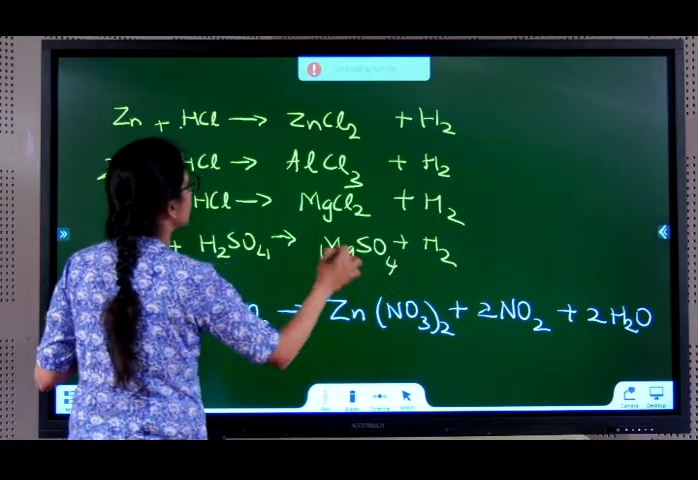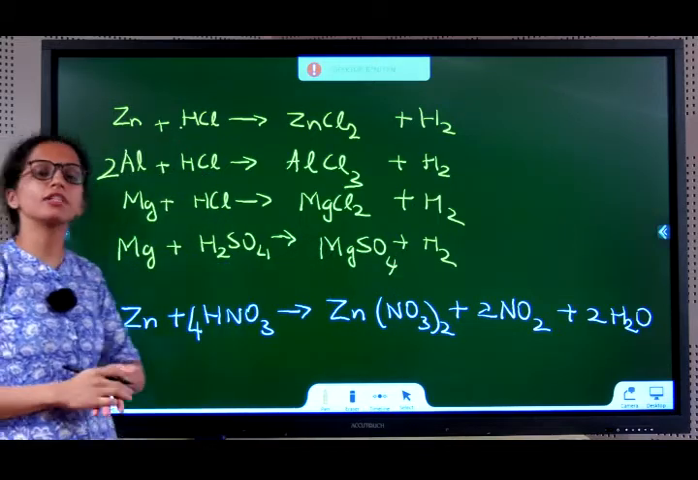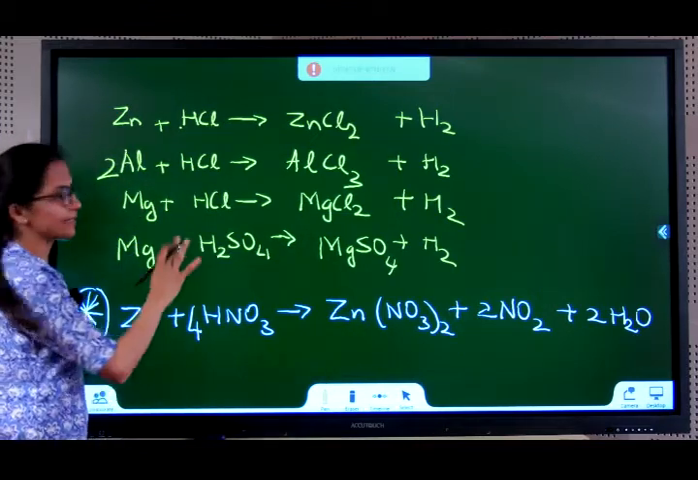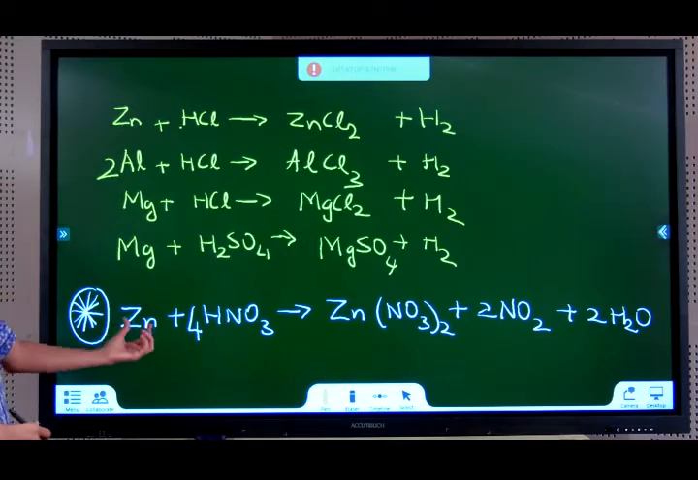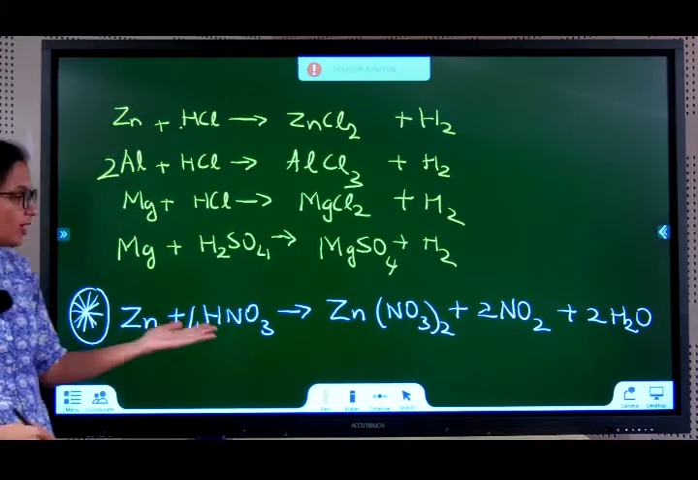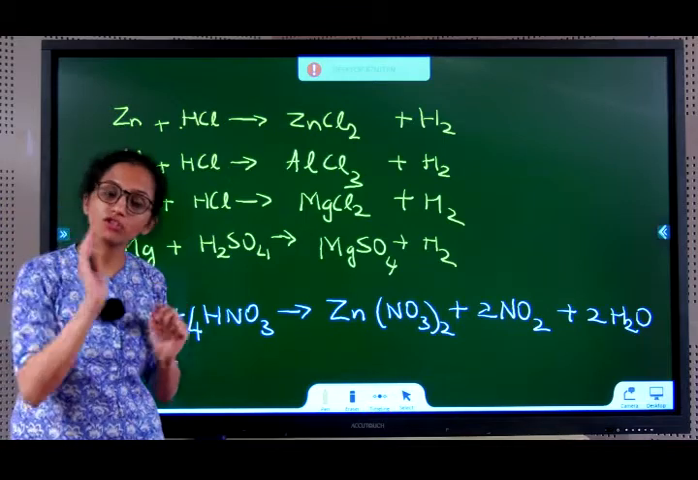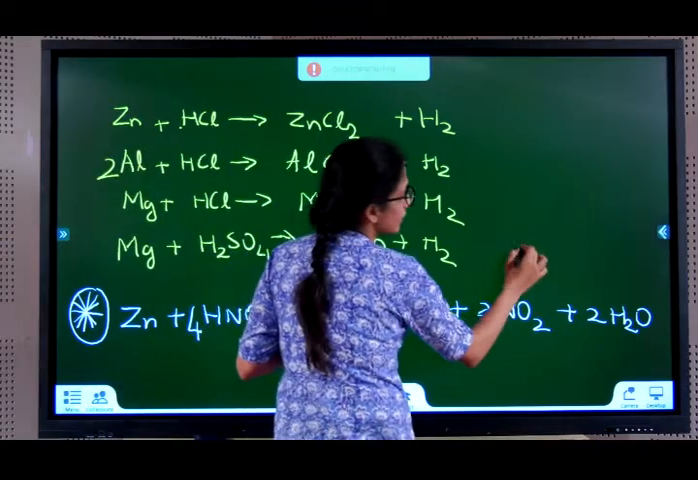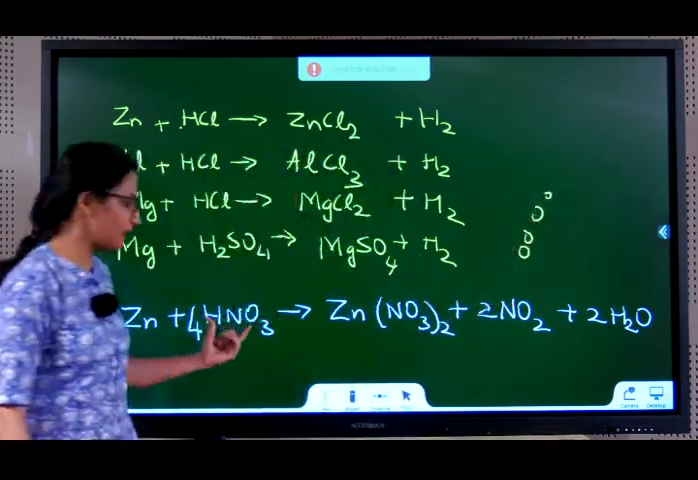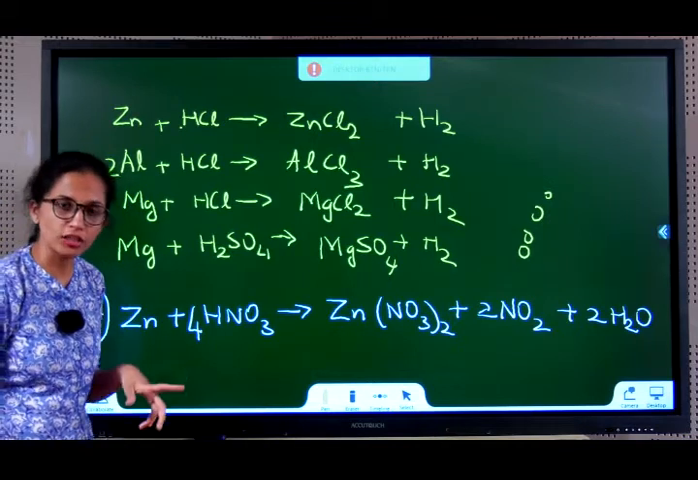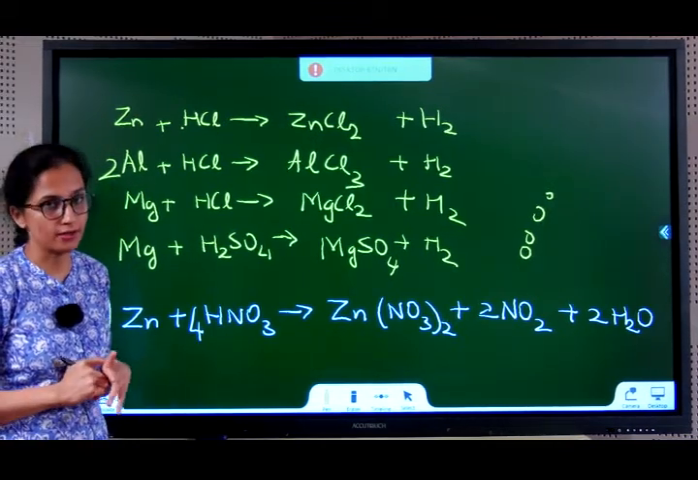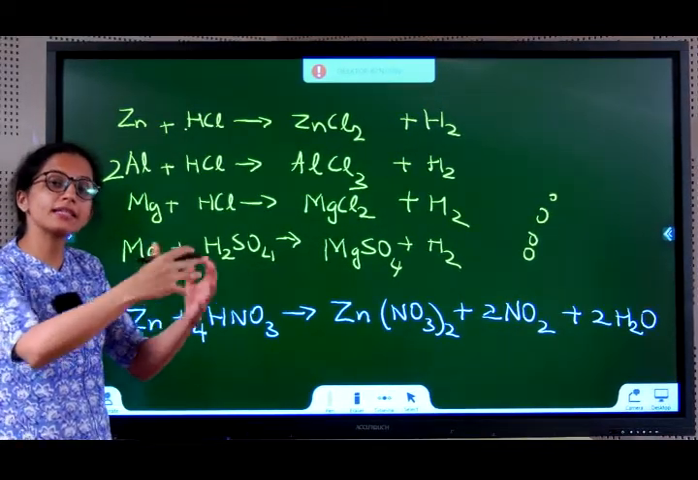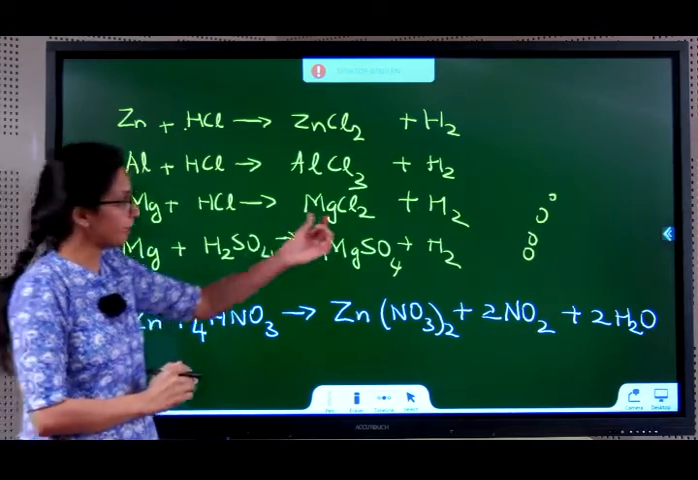Now you might be wondering, we took hydrochloric acid and sulfuric acid, so why didn't we take nitric acid? This is an exception for metals reacting with acids. If I take, let's say, zinc with nitric acid, hydrogen gas is actually evolved, but nitric acid itself is a strong oxidizing agent. We learnt about oxidizing agents in chapter 1 under redox reactions. So what does a strong oxidizing agent do? It oxidizes your substance, your element. Here the element is hydrogen.